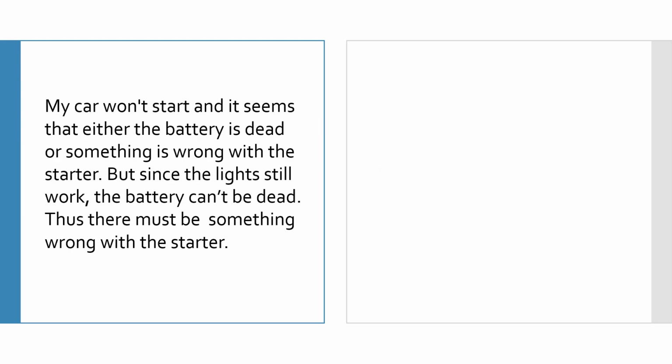So let's look at another example that has nothing to do with the game Clue. This argument says, my car won't start, and it seems that either the battery is dead or something is wrong with the starter. But since the lights still work, the battery can't be dead, and thus there must be something wrong with the starter. Notice that this kind of reasoning, disjunctive syllogisms or disjunctive reasoning, is in fact something that is really common when we are troubleshooting things. And this is a good example of that point.